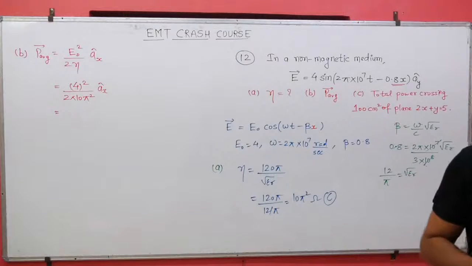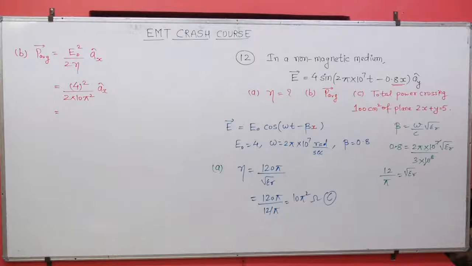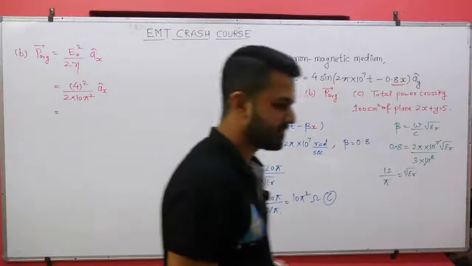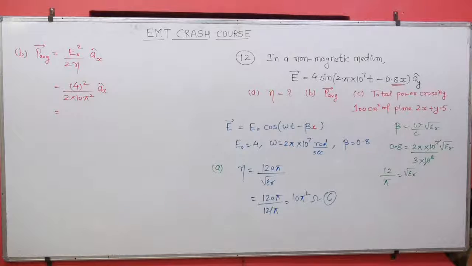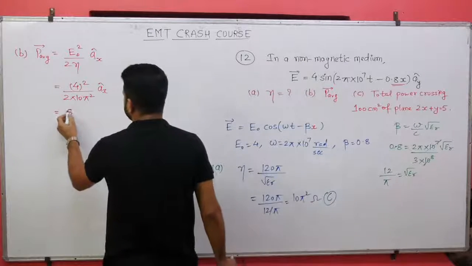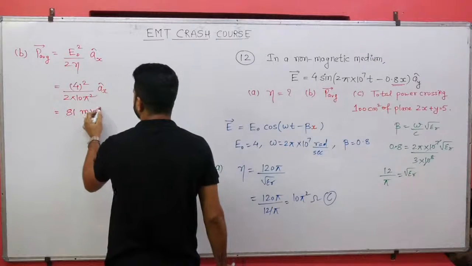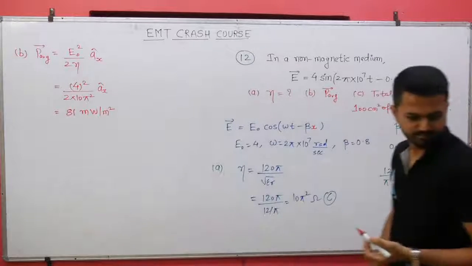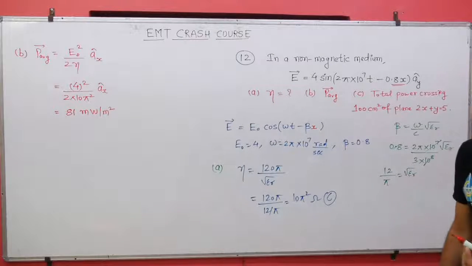Now tell me, what is this time average Poynting vector you are getting? 16 upon 20 pi square. How much you are getting? So I am getting 81 milliwatt per meter square. Are you getting the same? 81 milliwatt we are getting.